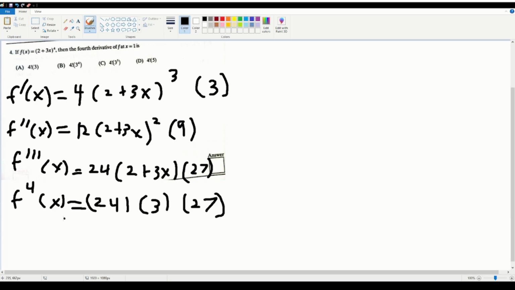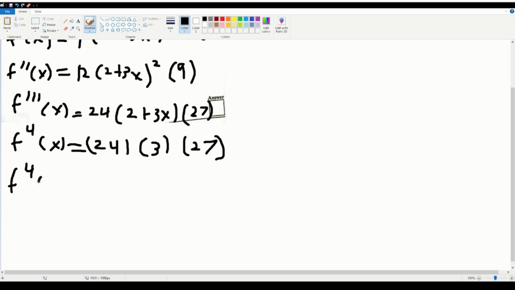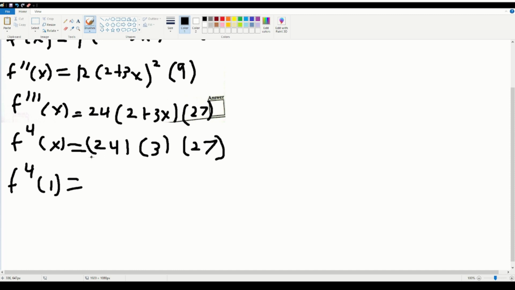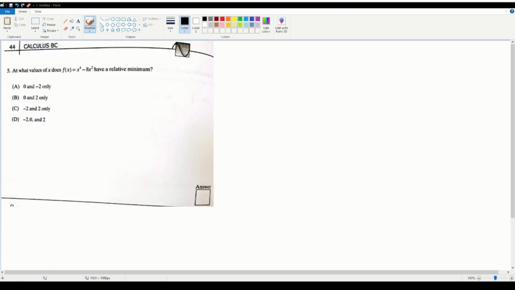We have to evaluate it at x equals 1, and well, there's nothing to plug in, so what we have to do is look at all the answers, and they're all in factorial and in the exponent form. So you have to recognize that 24 is 4 factorial, 27 is 3 cubed, but times 3, so you add a power to it, is 3 to the 4th, which is option B.